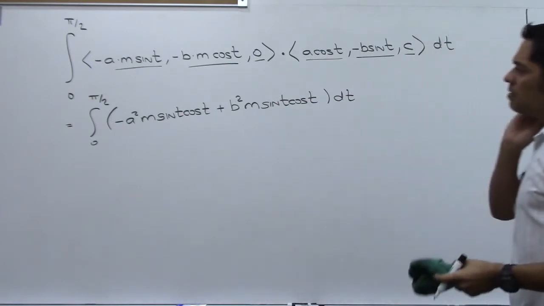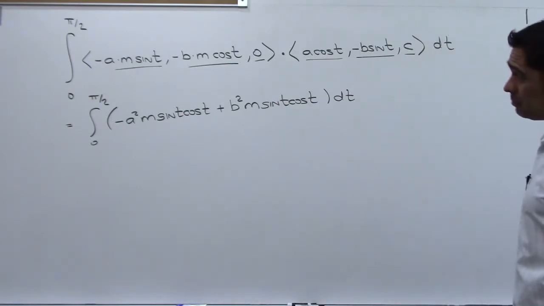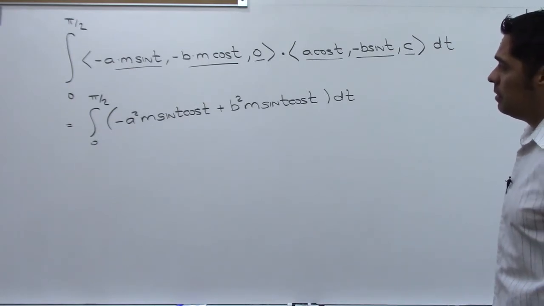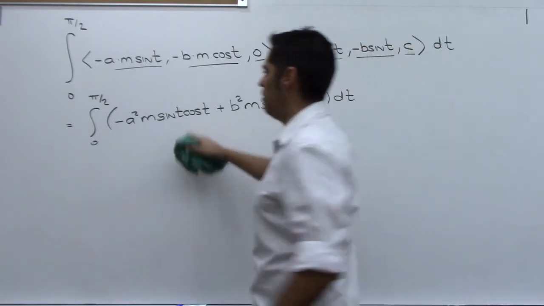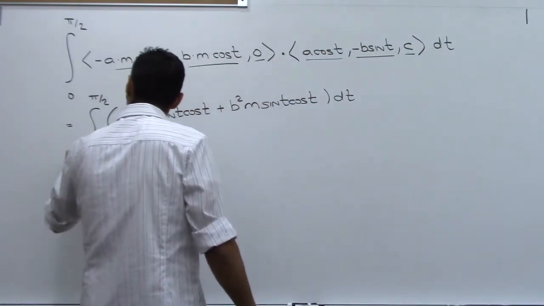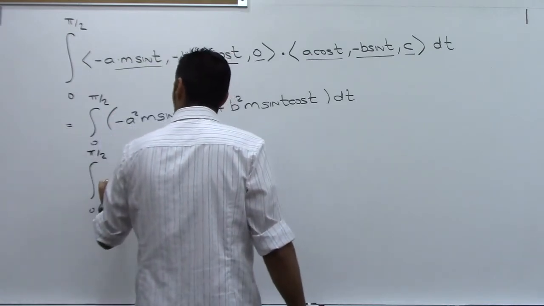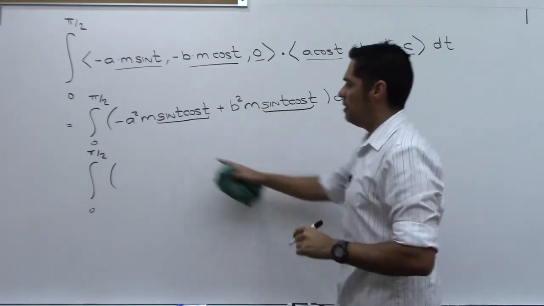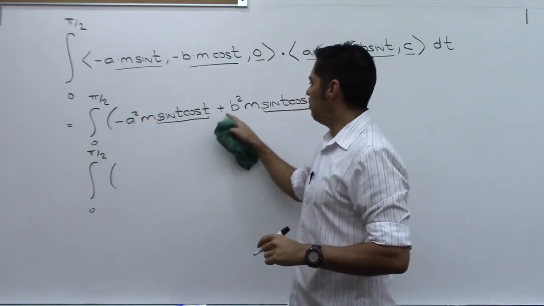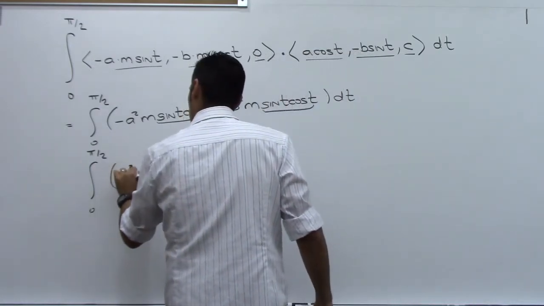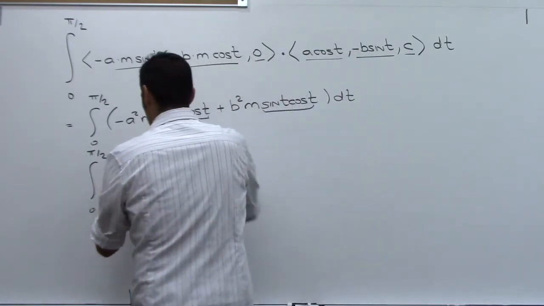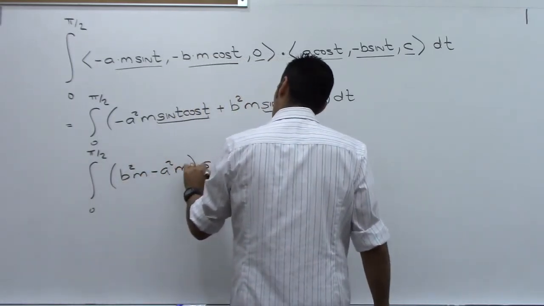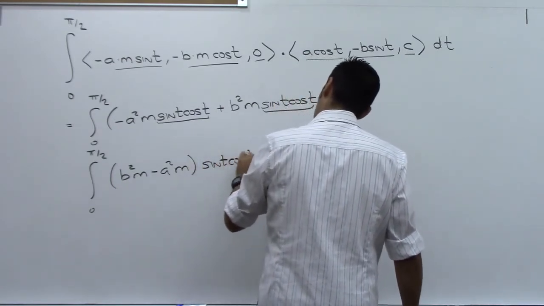Now we have some choices here. Let's pull out the sine t cosine t from both of these. So I get the integral from 0 to pi over 2. If I pull out sine t cosine t from both of those, I'll be left with a negative a squared m, and a plus b squared m. So I'm going to write that backwards: b squared m minus a squared m, and then sine t cosine t dt.